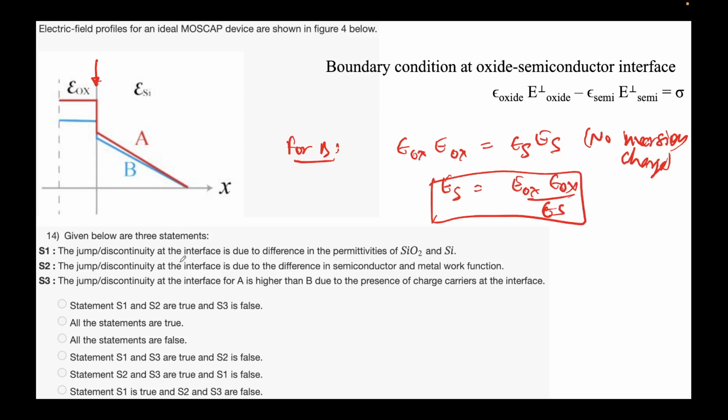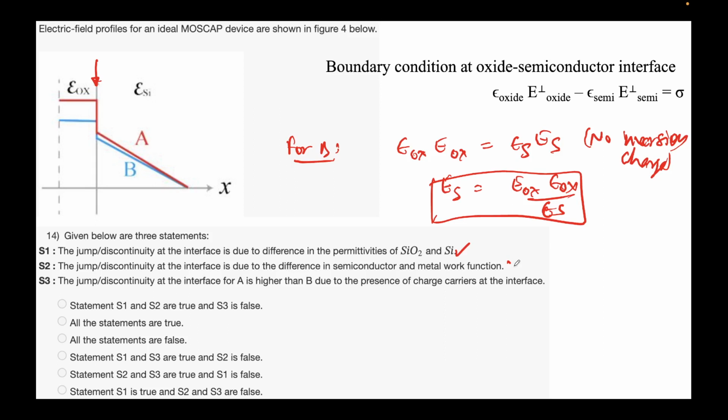Second statement, difference due to difference in semiconductor and metal work function. No, remember we had talked about an ideal MOSCAP. In an ideal MOSCAP, the EFs are the same, correct? And work function is defined as the energy difference between your Fermi level and your vacuum level. If the Fermi level is the same for metal as well as semiconductor, your work function is also the same. So S2 is in fact incorrect. There's no difference. They're exactly the same.